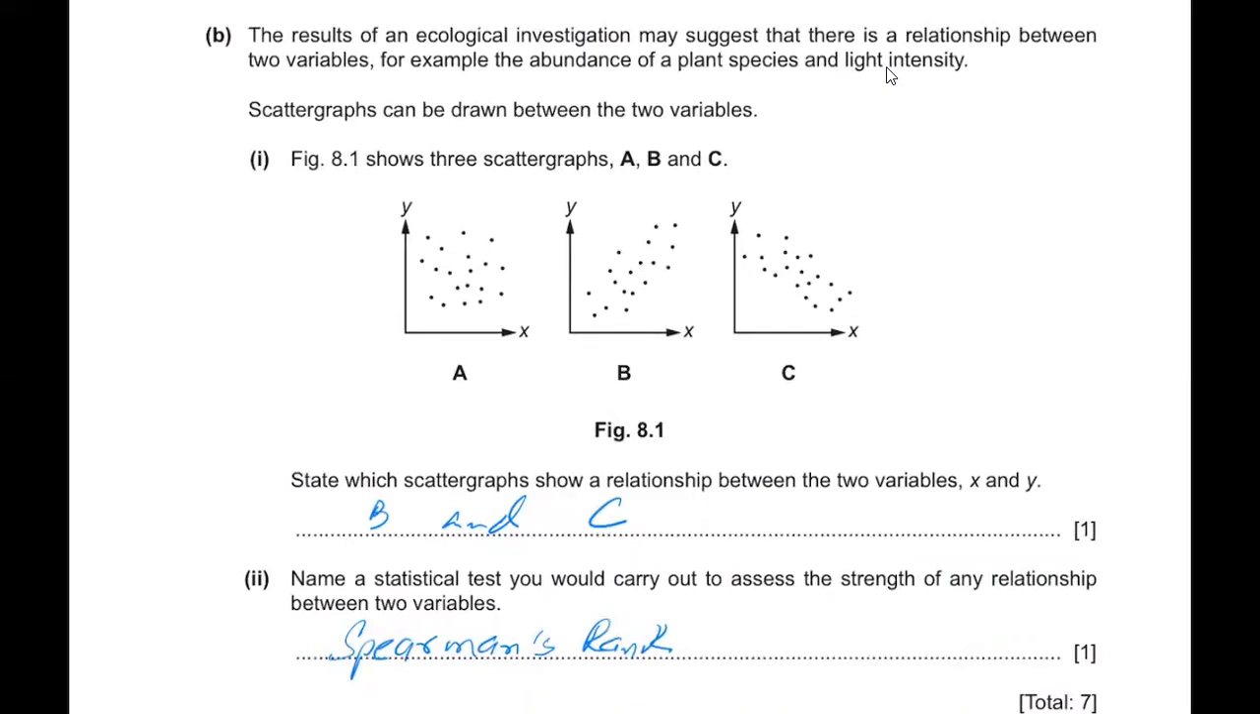Further, they are giving you a scatter graph here, a scatter plot shown to you. They are asking you about the relation between two variables, x and y. The results of the ecological investigation may say that there is a relationship. So if there is a relationship, the graph should show a correlation. A is a graph for no correlation. B is a positive linear correlation. C is a negative linear correlation. So we can say B and C, either of them can be the answer. Name a statistical test that you could carry out to assess the strength of any relationship between the two variables. Since no information is given to us, we can mention Spearman rank correlation as well as Pearson. Both statistical tests can be used.